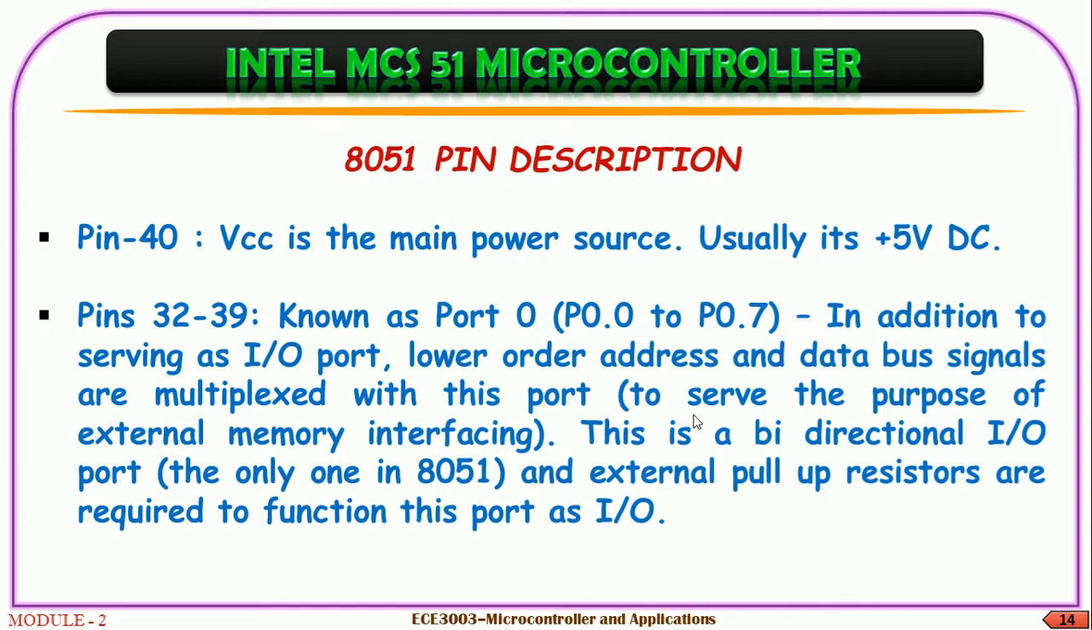Next is the pin description of 8051. Pin 40, VCC, is the main power source. Usually the source required is plus 5 volts. Pins 32 to 39 are known as port 0, P0.0 to P0.7. In addition to serving as an IO port, the lower order address and data bus signals are multiplexed with this port. This is a bidirectional IO port, and external pull-up resistors are required for this port to function as IO.